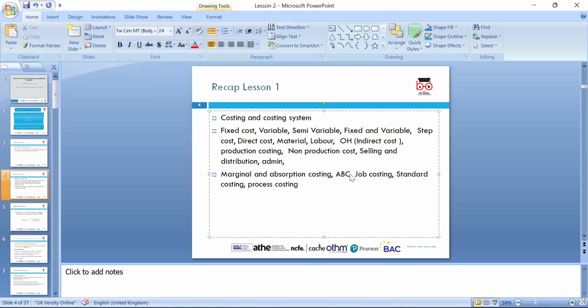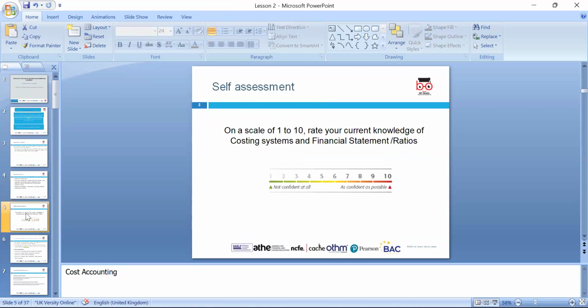Activity-based costing: as the activity increases, the cost increases. Job costing: if you're a builder, for each job you do a separate costing. Standard costing: what is your standard cost for one unit, and if you produce more units, you multiply. Process costing is quite similar: process 1, process 2, process 3, we calculate each level as a separate cost. Okay, that's all we did during the last lesson.